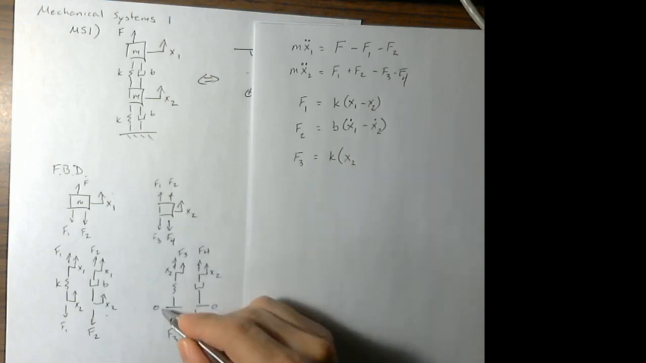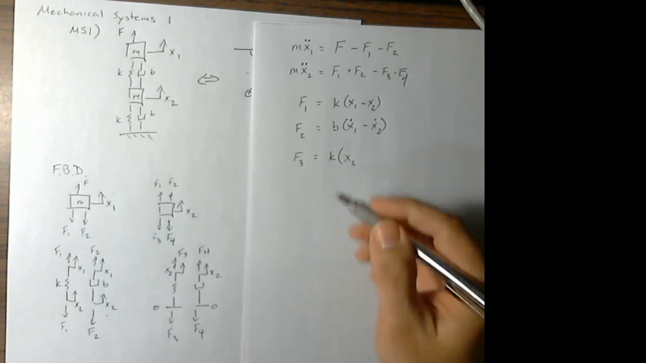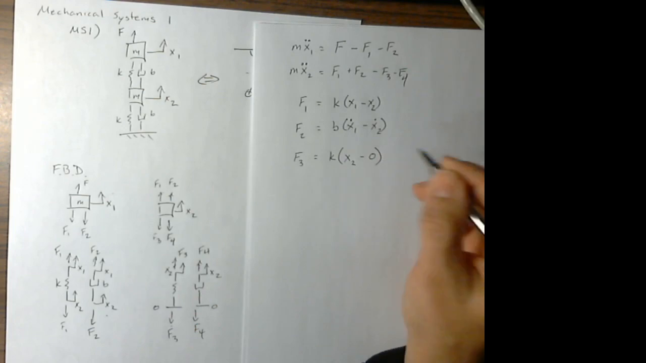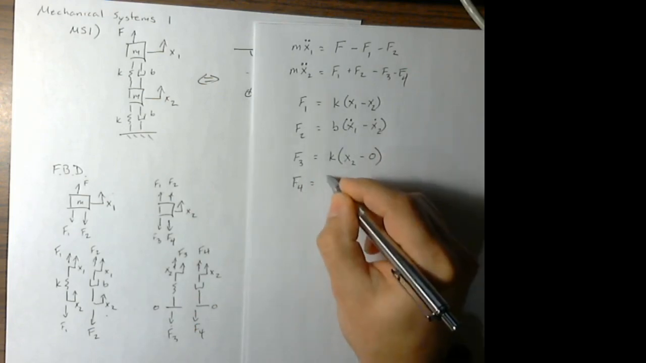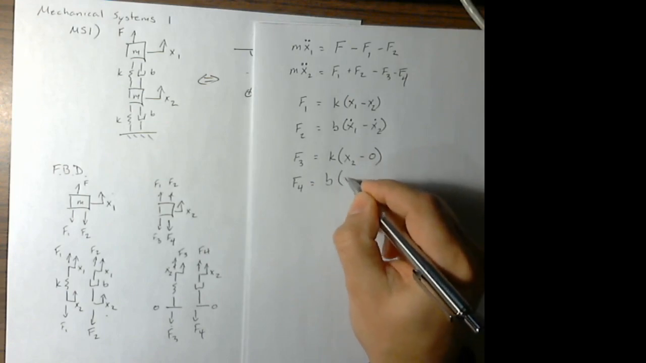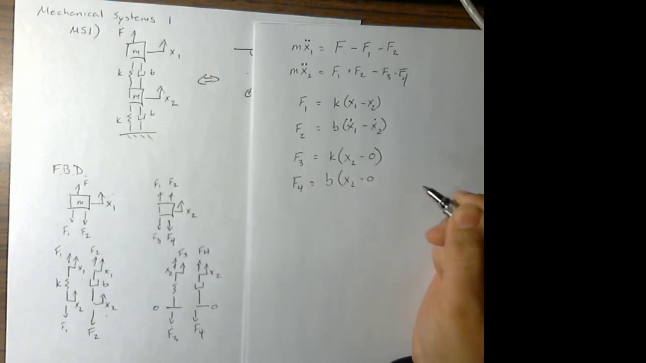And then down here we see there is no other motion, so that's just minus 0, or you can just leave it off if you want. Alright, F4, B times x2 dot minus 0.